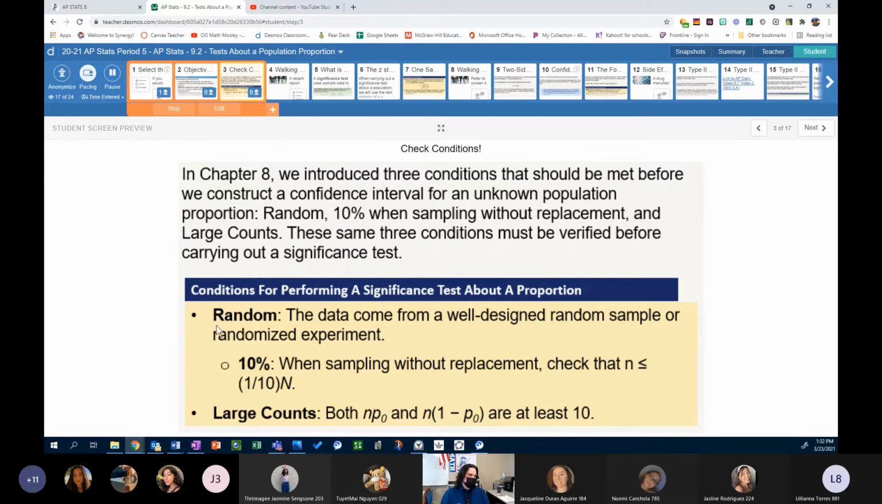We have to check that it is random: the data come from a well-designed random sample or randomized experiment. 10% when sampling without replacement: check that the sample size n is less than or equal to 1/10 of the population size, capital N. Large counts: both n times p sub 0, which is just the proportion of our null hypothesis, and n times 1 minus p sub 0 are at least 10. So it's the same 3 conditions that we used in chapter 8 for proportions.